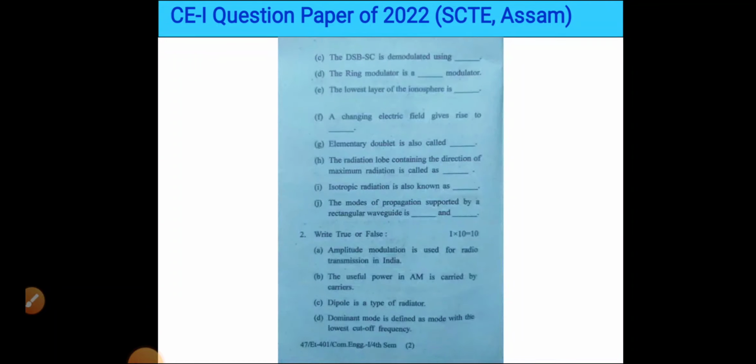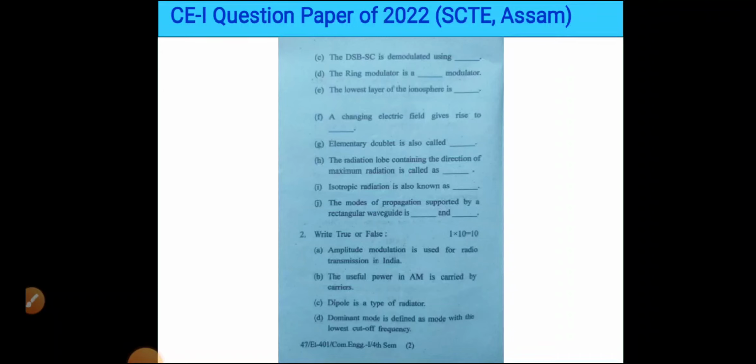In the first question, fill in the blanks. There are 10 questions, and you have to write the answer in one word. Question number 2 is write true or false. There are also 10 questions. One by one, the questions will be discussed in our later slides.